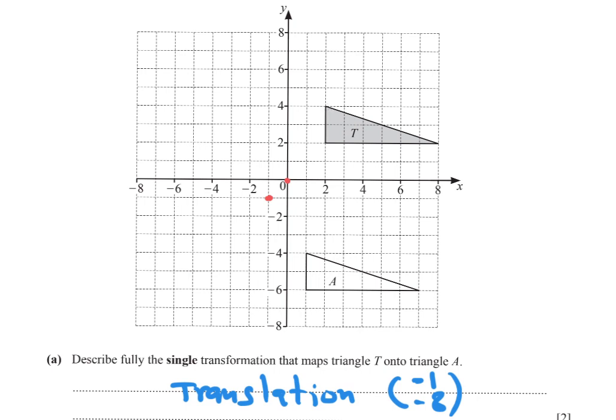Now the same. 2 and 4. What is the image for 2 and 4? 2 to the right, 4 up. So 1 to the left, 2 down. For the last point, how to travel from the center? 8 right and 2 up. Multiply by negative half, 4 left and 1 down.